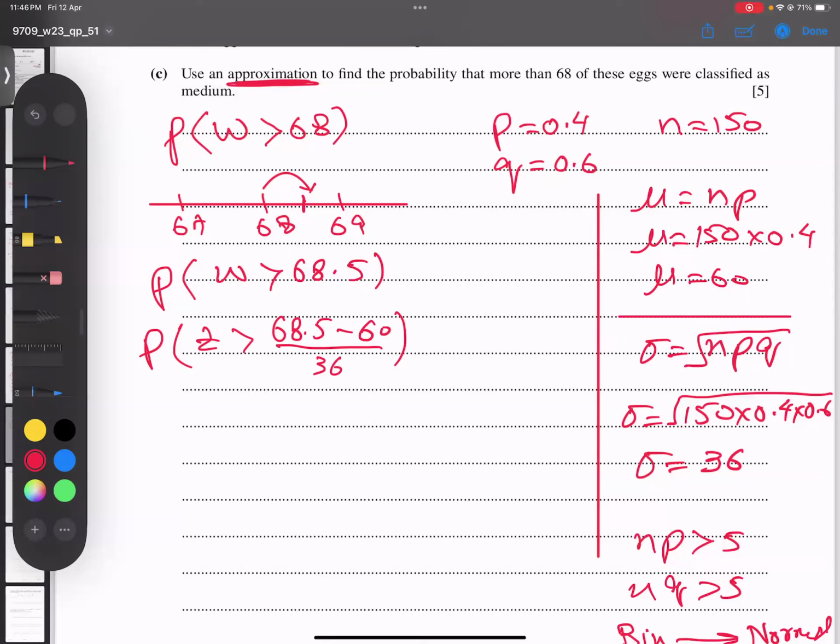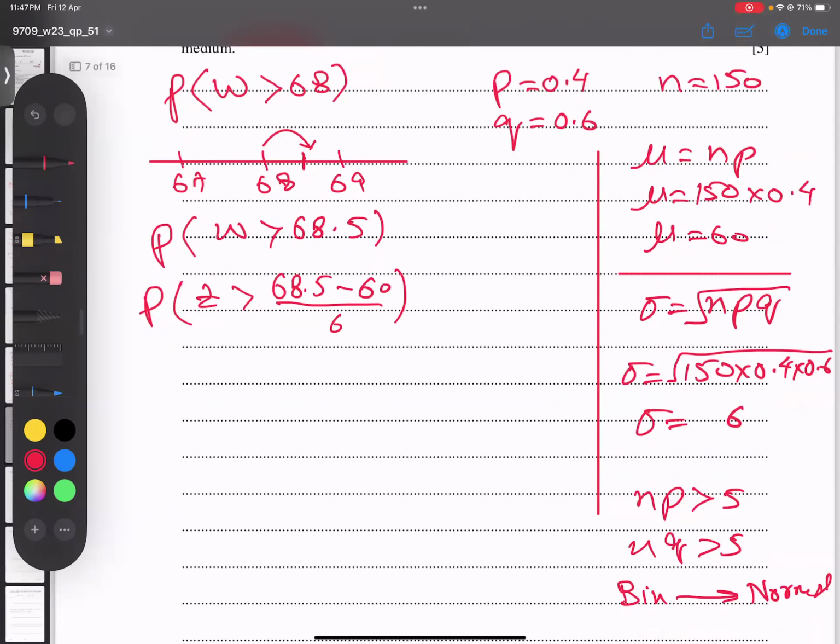Wait a minute, I think this is a mistake here. I think this is 6 coming. I check again, root of 150 times 0.4 times 0.6. Yeah, it's coming 6, not 36 after taking the root. So this is 6. I believe you got my point. So this is the deviation. Now I can continue.